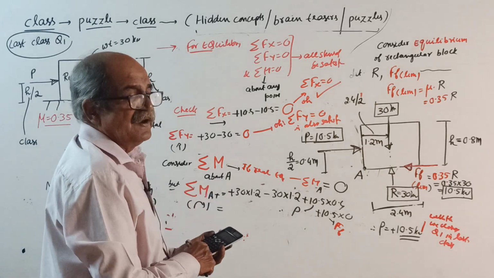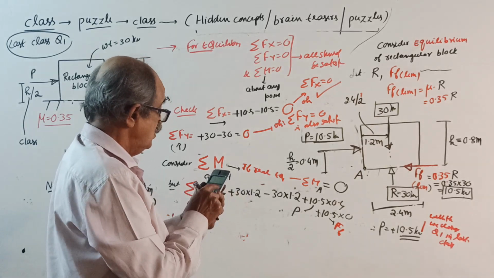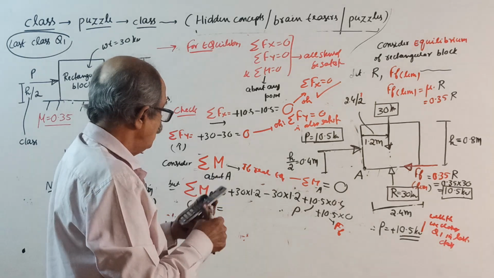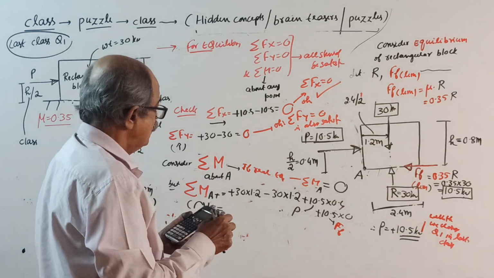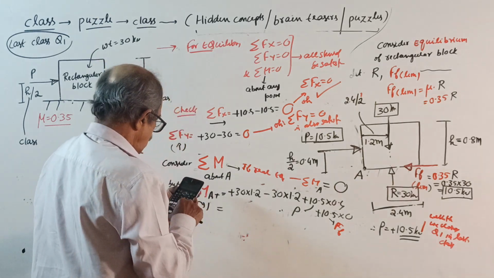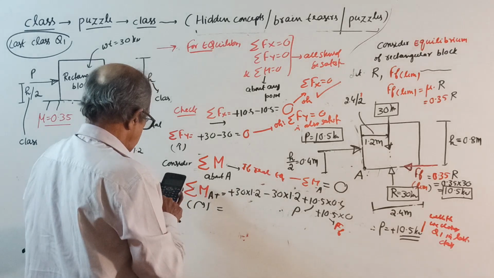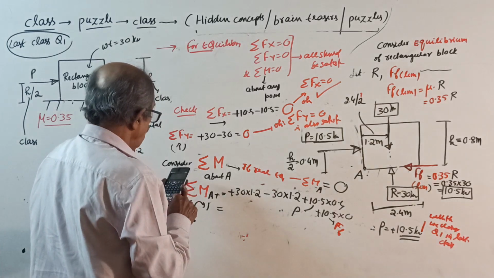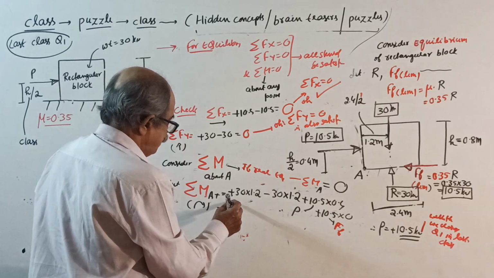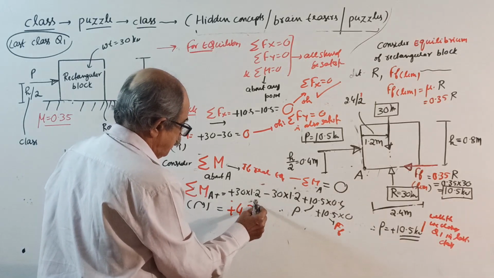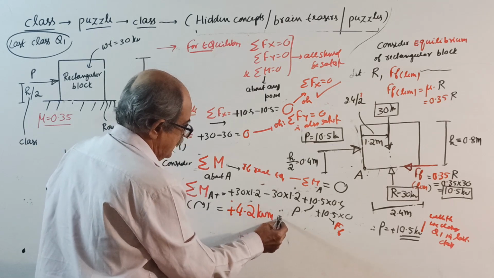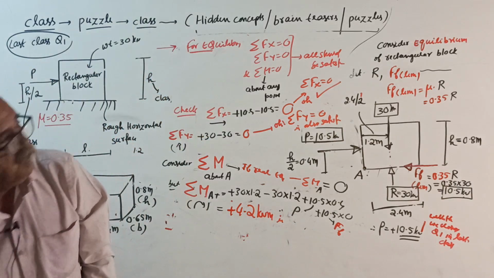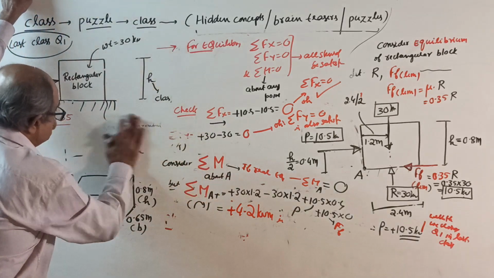If you calculate, 30 into 1.2 minus 30 into 1.2 gives 0. What is this one? 10.5 into 0.4. Oh, sorry, 0.4. So it is plus 4.2 kilonewton meter.